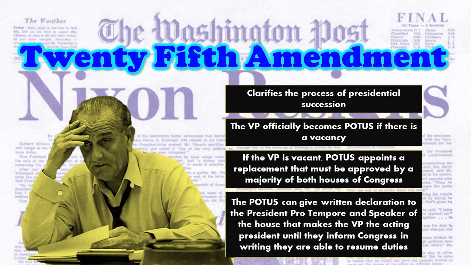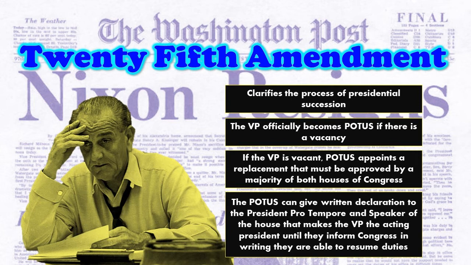The 25th Amendment actually says, this is the only time the Constitution says so, that the vice president officially becomes the president of the United States for the remainder of that term if there is a vacancy in office. A vacancy in office can occur because of death, impeachment, or resignation. We'll get to temporary disability in a minute. But if the vice president takes over for the president, then we have a vacant vice president position. So the president, who was the vice president, now gets to appoint a replacement. That replacement must be approved by a majority of both the House and the Senate. So if the vice president takes over as president, they get to choose their own vice president, but that person must be approved by Congress.